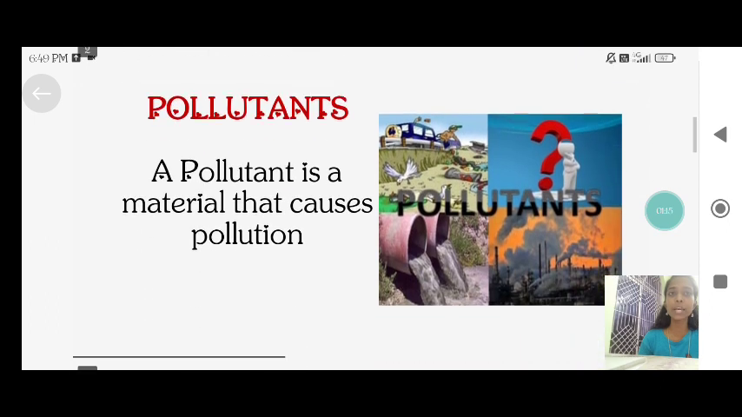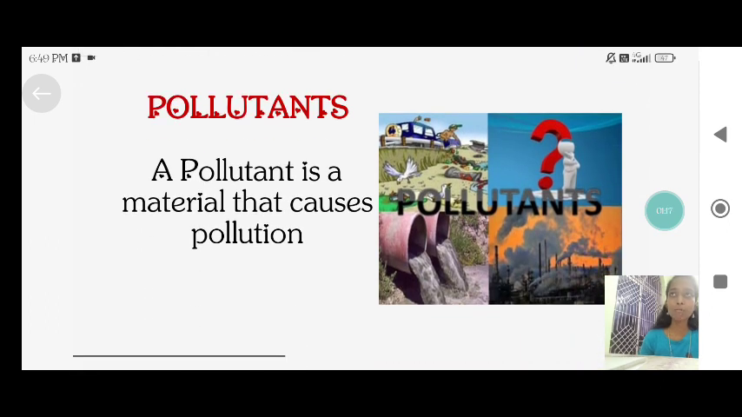Next is pollutant. So I told you that the introduction of harmful substances or harmful materials causes what? Pollution. So the harmful materials or substances, we call them pollutants. So pollution is different from pollutants. Pollution is the introduction of harmful materials in the environment, and the materials or substances which cause pollution are known as pollutants.